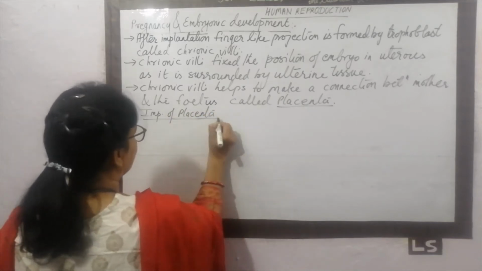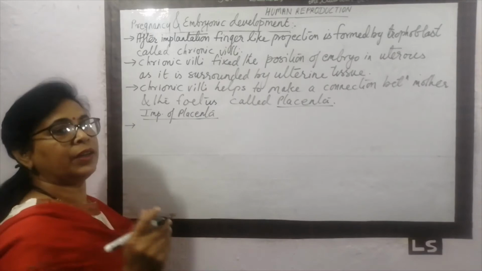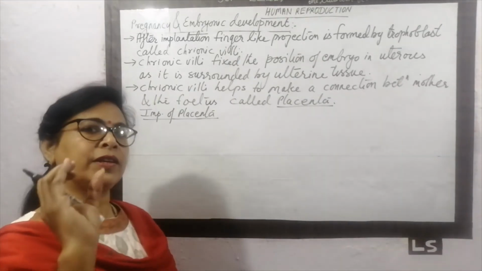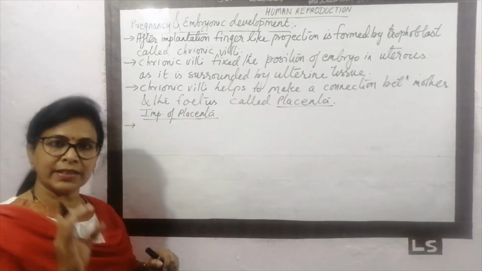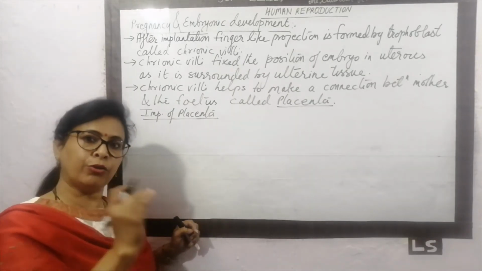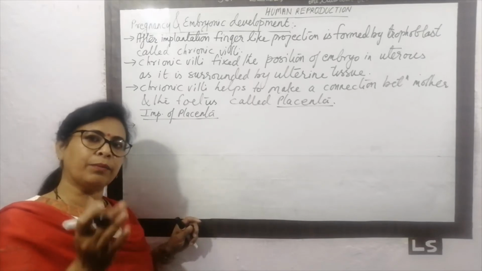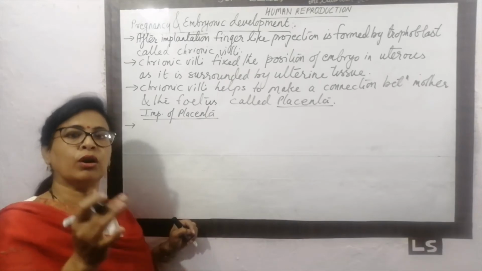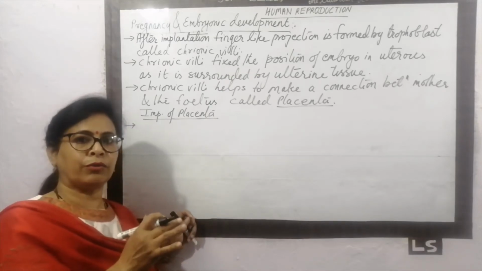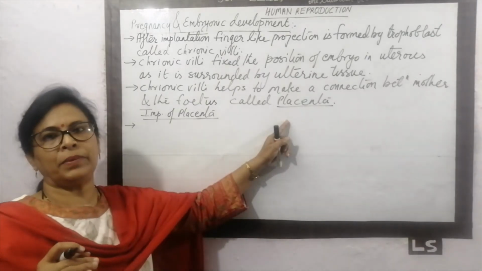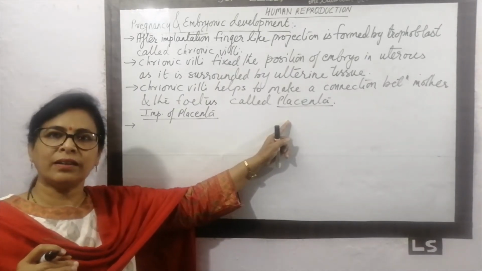Importance of placenta. Placenta is very much important. I have already told you the content of yolk is very less in the human embryo. Why is it less? Because yolk is not the source of nutrients. How does the growing fetus get the nutrients? It gets them from the mother's body, because it is developed inside the womb of the mother. So all the nutrients provided to the fetus are from the mother's body only, and that is provided through the placenta. So what is the role of placenta?